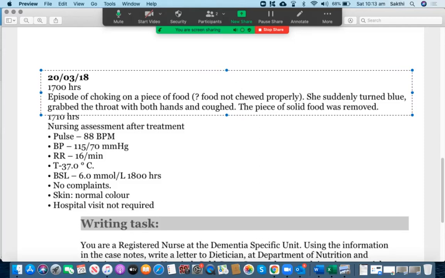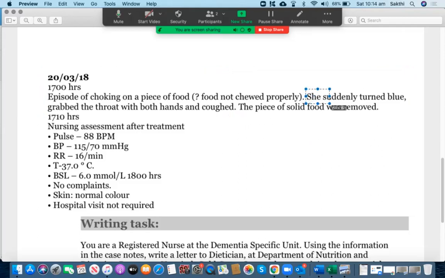She suddenly turned blue, grabbed the throat with both hands and coughed. But when you wrote it down, you said both hands turned blue, isn't it? It is she who turned blue, which means her skin color has become blue. Do you understand what I mean? It's not just the hands. They didn't mention anywhere else.